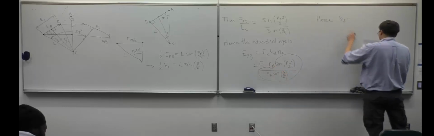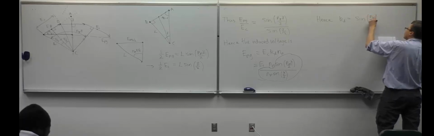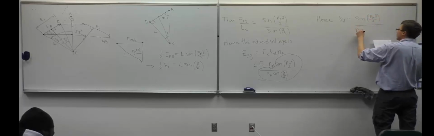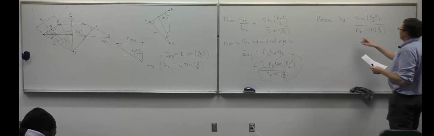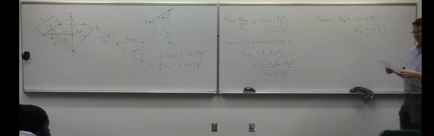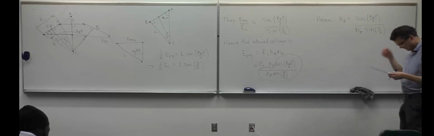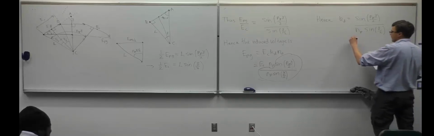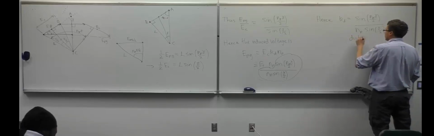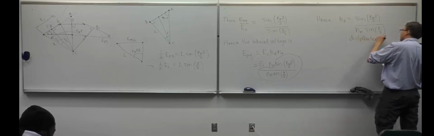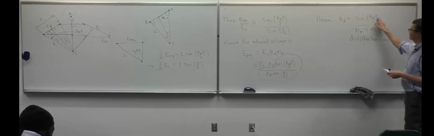So the pitch factor is sine NP alpha over 2 divided by NP sine alpha over 2. Gamma, sorry, gamma. I haven't had much sleep lately. Sorry. This is the distribution factor. Thank you. Gamma, not alpha.